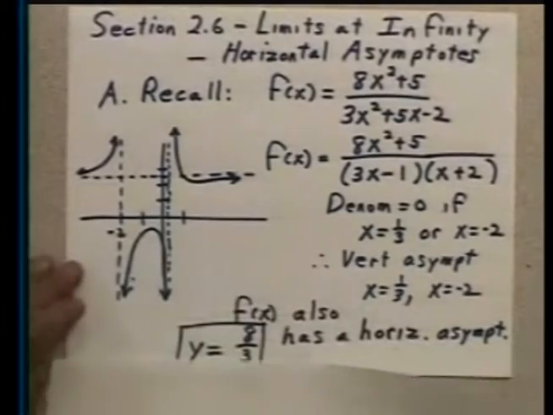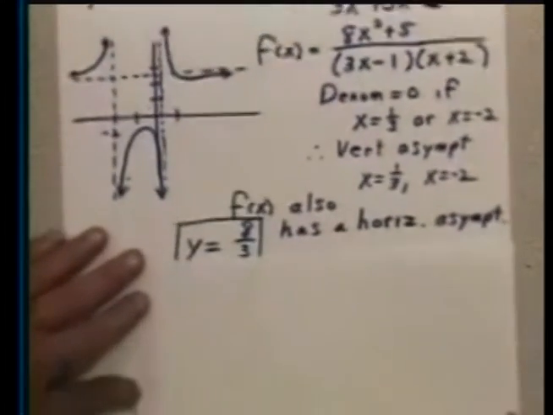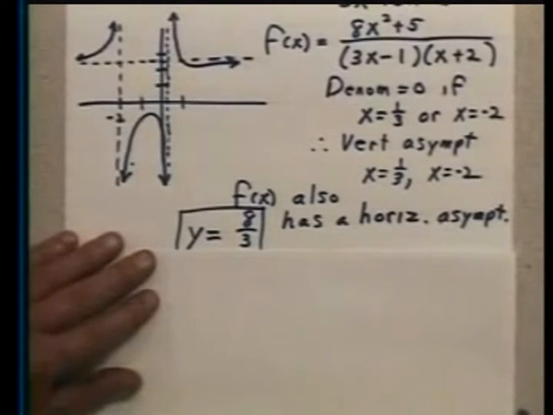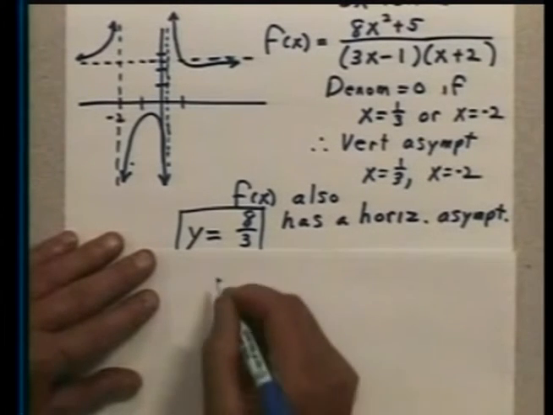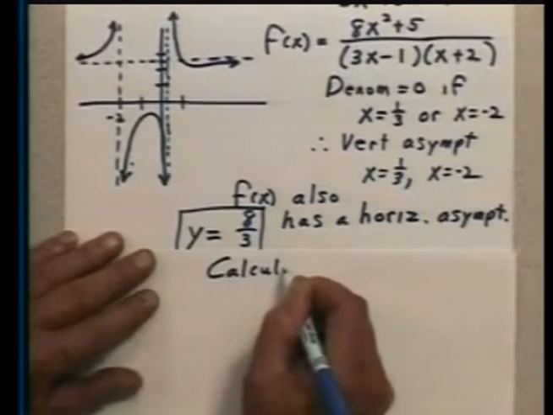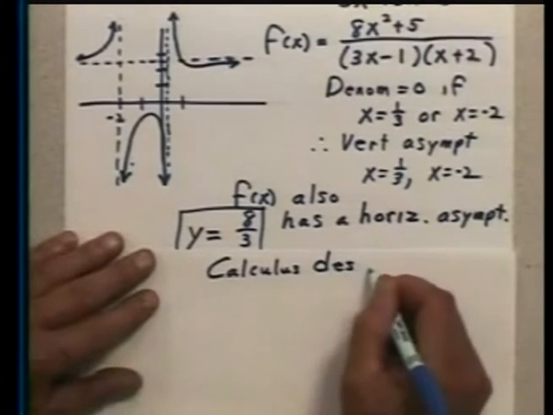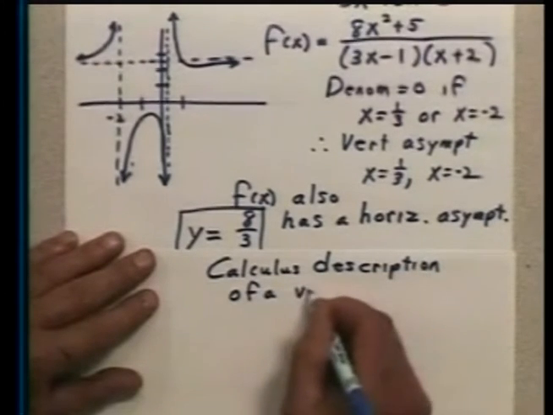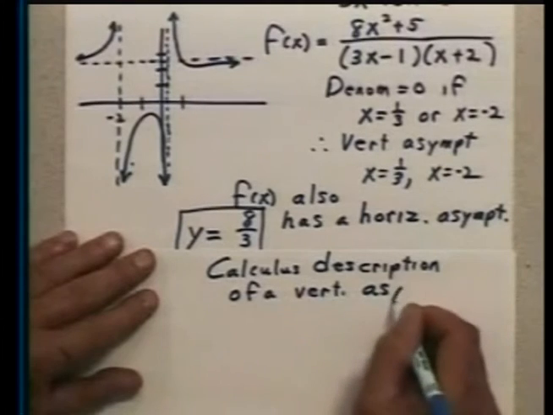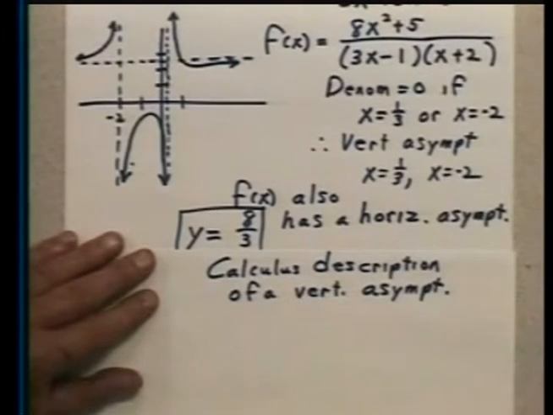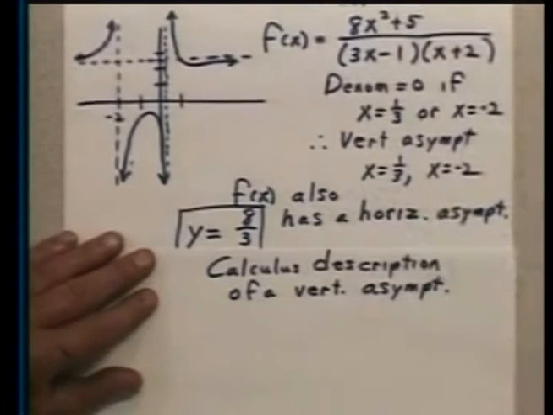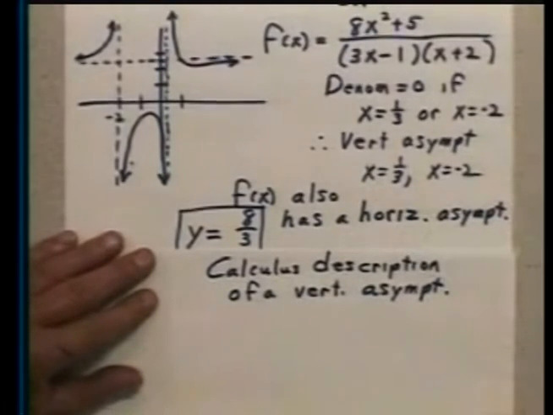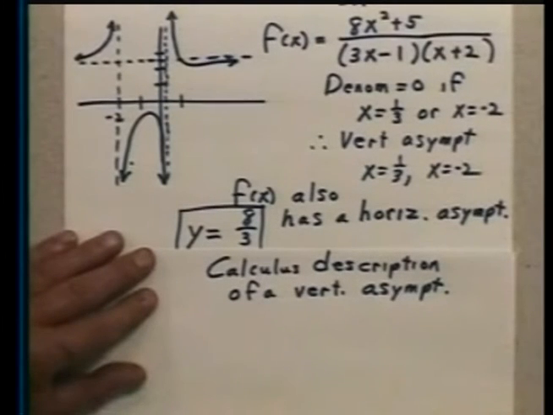Okay, the other thing I want you to recall is how calculus describes the vertical asymptote. So that's the calculus description of a vertical asymptote. Okay? Now, where are mine? Well, there's one at -2 and there's one at 1/3, right? Okay, when you approach a vertical asymptote, what choices does the curve have?